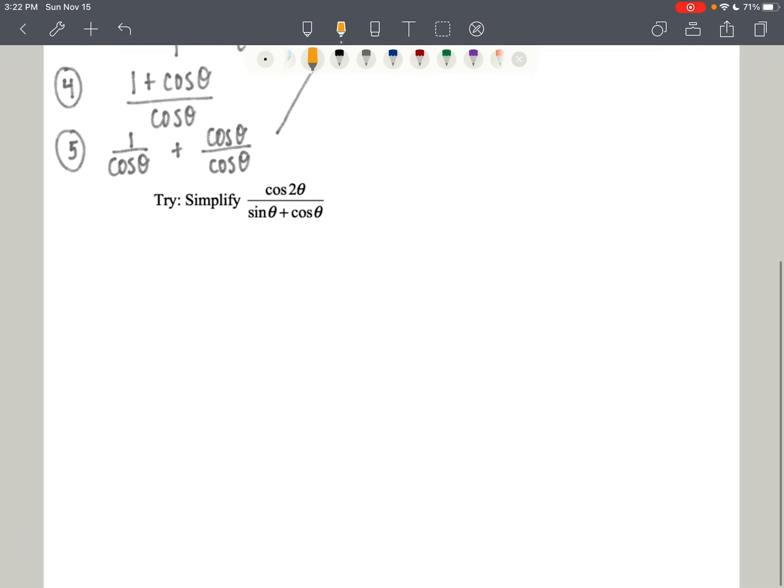Now if you have not yet tried this one, go ahead and press pause and try it on your own. I'm going to begin working it out. It's actually a pretty quick one. I was able to do this one in 3 steps.